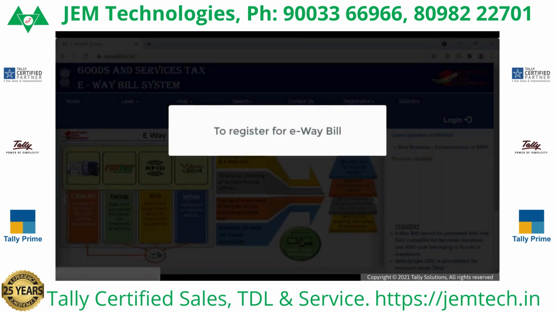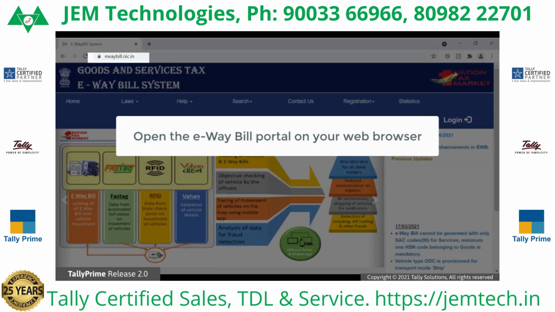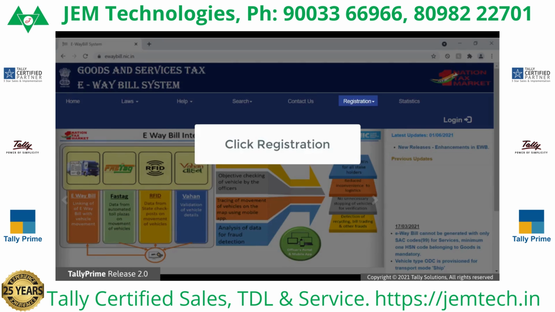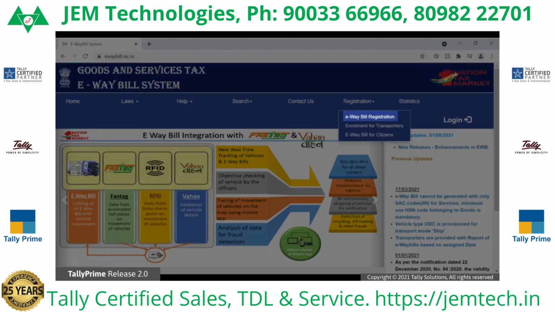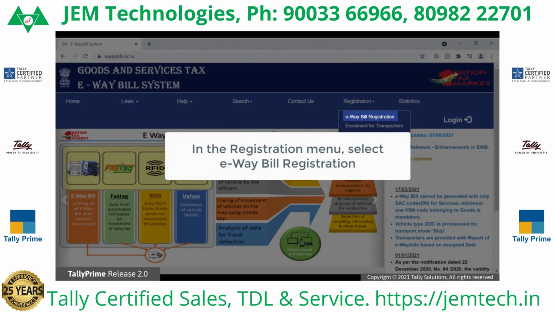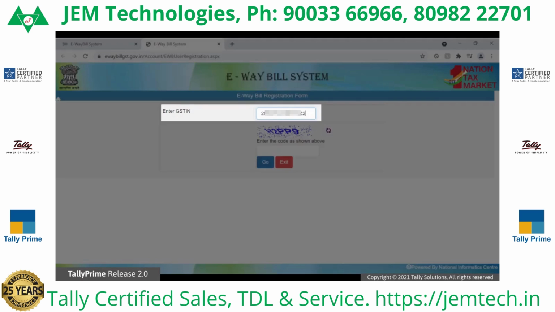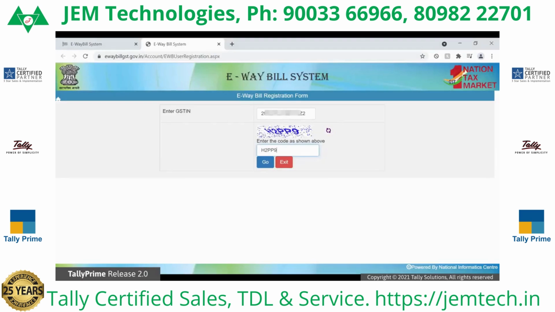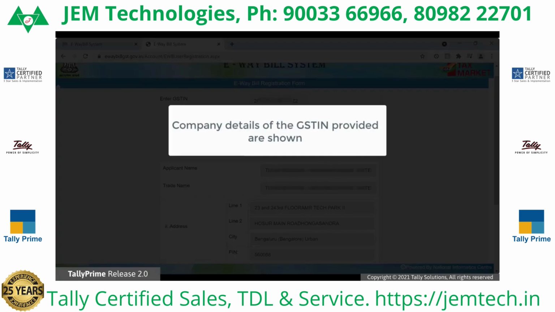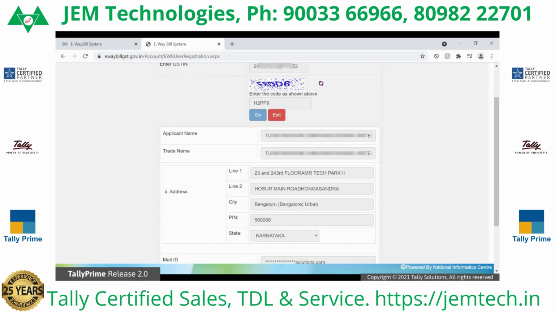To register for e-way bill, open the e-way bill portal. Under registration, click e-way bill registration to open the e-way bill registration form. Enter your GSTIN and CAPTCHA and click Go to Submit. The company details related to the provided GSTIN number are displayed.